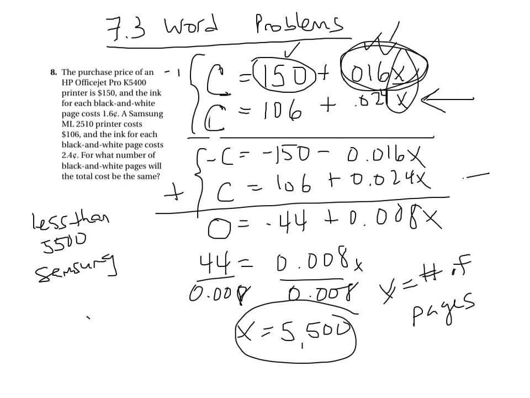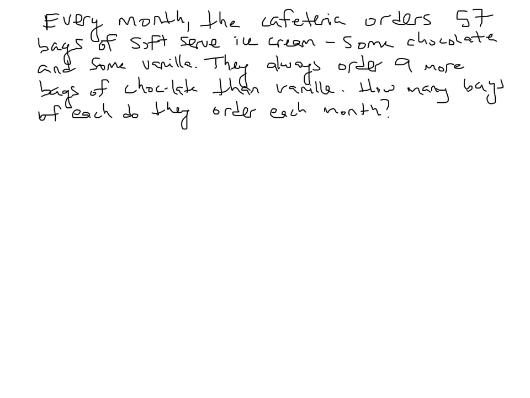All right, Algebra Scholars, here's our second example. Every month the cafeteria orders 57 bags of soft serve ice cream. Did you know it came in a bag? It comes in a bag and they pour it in the top of the machine. Anyway, some is chocolate and some is vanilla. They always order 9 more bags of chocolate than vanilla, because let's face it, chocolate's better than vanilla. How many bags of each do they order each month?